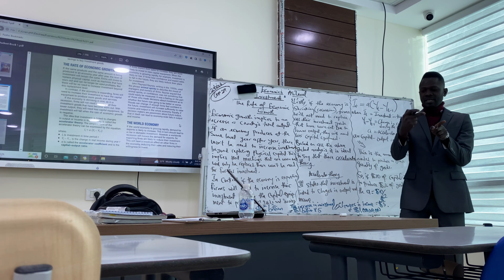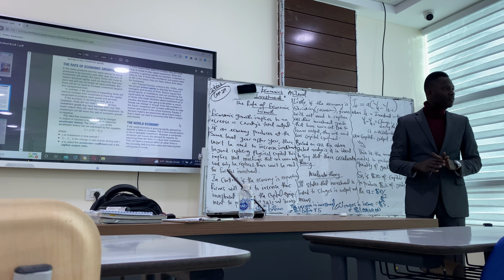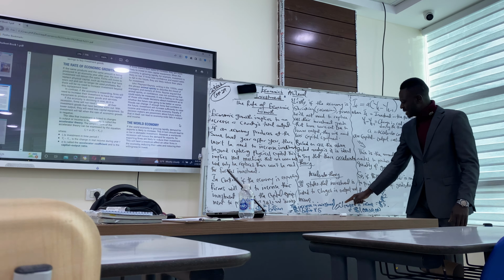So if for this economy, income has increased by 1 billion, for example. So if income has increased, that means there's a change in income within this economy of 1 billion. So what happens to our capital? What happens to our accelerator theory? Our accelerator theory will change from 5 multiplied by 1 billion. So the rate of investment in this economy will be 5 billion.